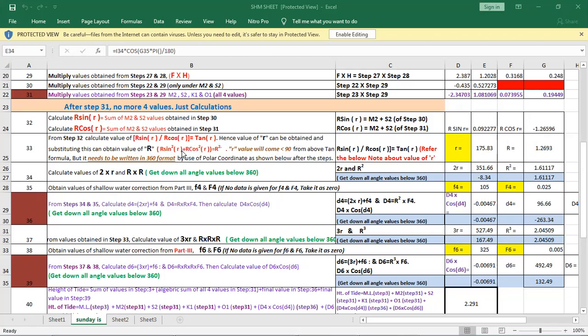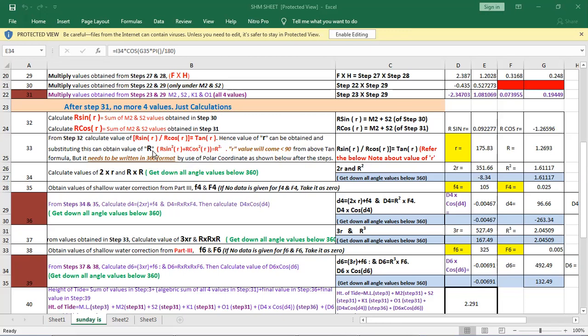Now our value will always come less than 90 because we are doing tan inverse. If it is plus or minus, you can just ignore that, just take the numerical value that is less than 90, and then we will have to put it in the polar coordinate system, which should be written in 360-degree format, that we will see.